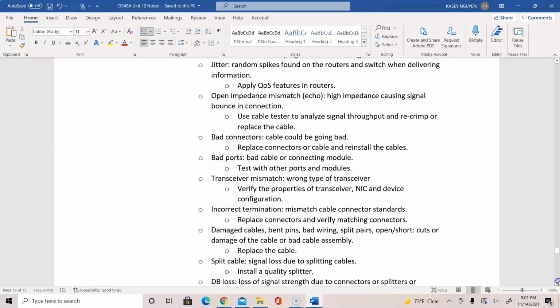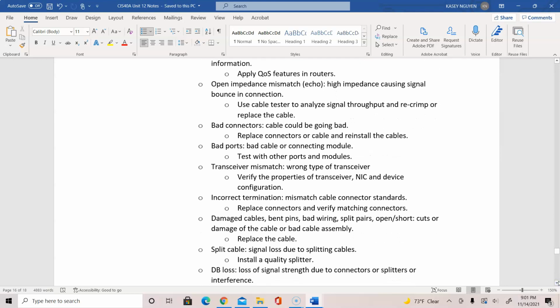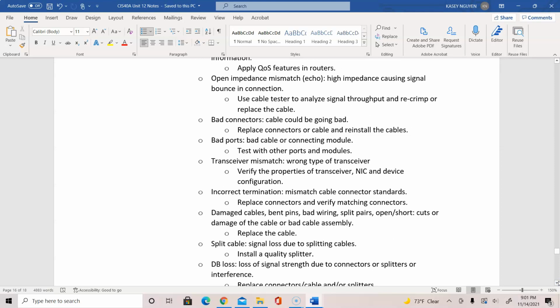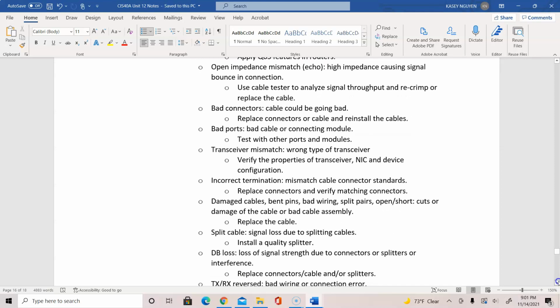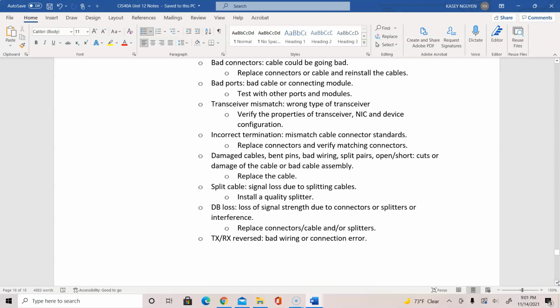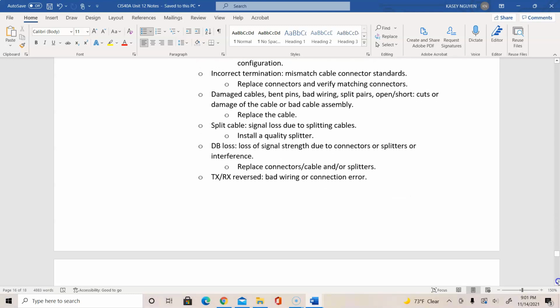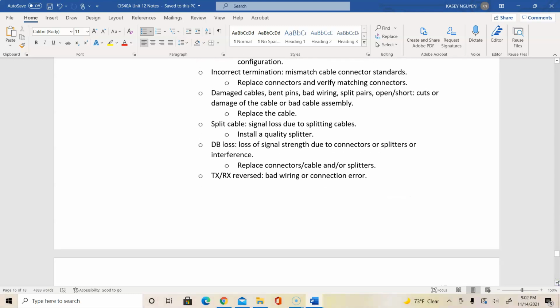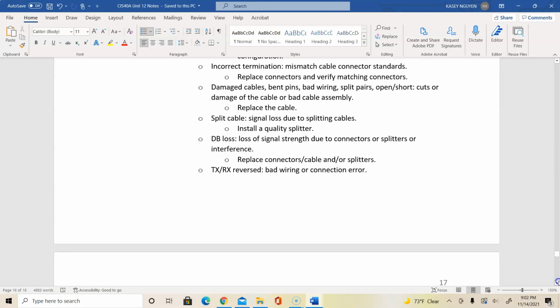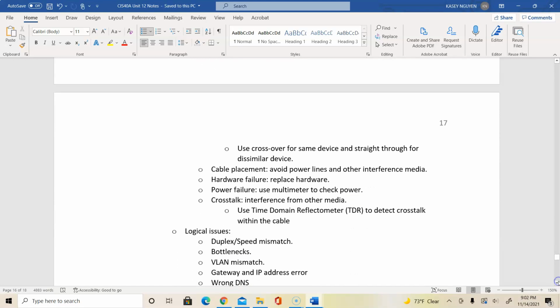And in the case of damaged cable or incorrect terminations, we can replace the cable, we can replace the transceiver, and use devices to look at our decibel and signal loss, such as a multimeter and cable tester, to be able to test to see if signals are transmitting across the wires. So here it gives you various types of issues that could be happening on the physical side.